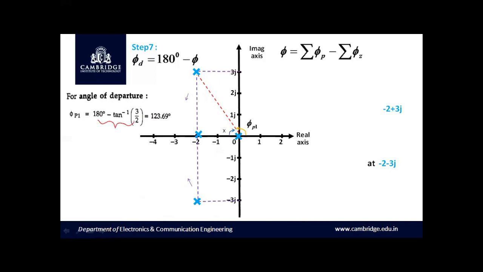Further substitution and simplification, phi p1 will be equal to 123.69 degree. This angle will be 123.69 degree. Let us calculate phi p2. This is 0 degree and this angle is exactly 90 degree. Therefore, contribution of the pole at -2 -3j towards the point of interest is 90 degree. I can write phi p2 as 90 degree, as well as phi p3, again for the angle of contribution for a pole located at -2, this angle will be exactly 90 degree. So phi p2 and phi p3 will be equal to 90 degree.